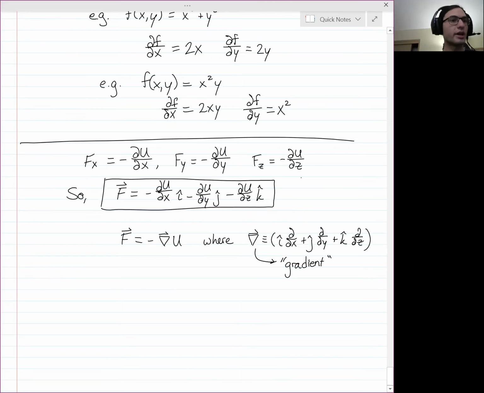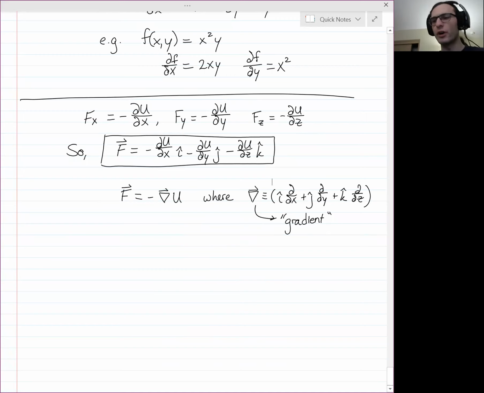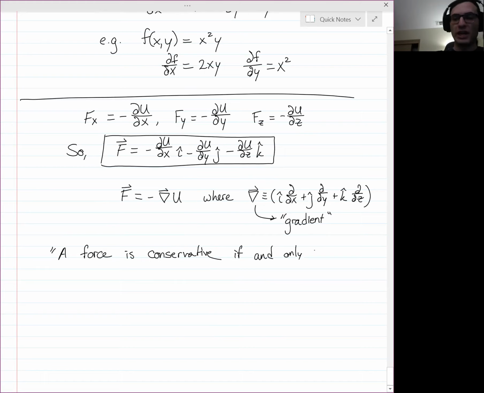Just a quick note, this only works for conservative forces. So let me write a sentence, and then we'll probably call it there. This is another definition of conservative forces. A force is conservative if and only if it can be expressed, I know that this is formal language, but it's useful, as the negative gradient of a potential energy function.